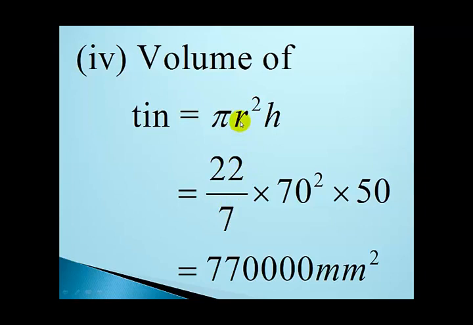R is the radius, so instead of r squared we have 70 squared, times the h, and h is the height from the question. So 22/7 times 70 squared times 50 is equal to 770,000 millimeters square. So the volume of the tin is equal to 770,000 millimeters square.